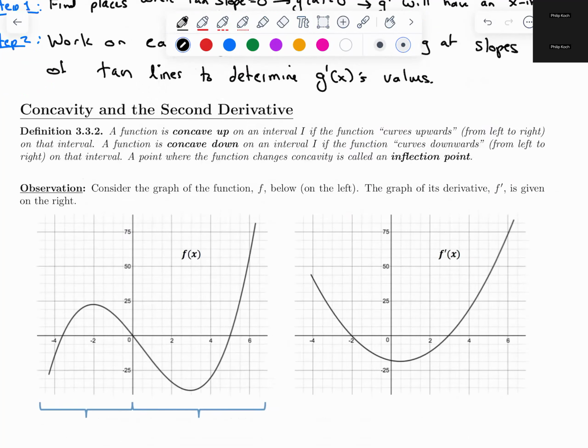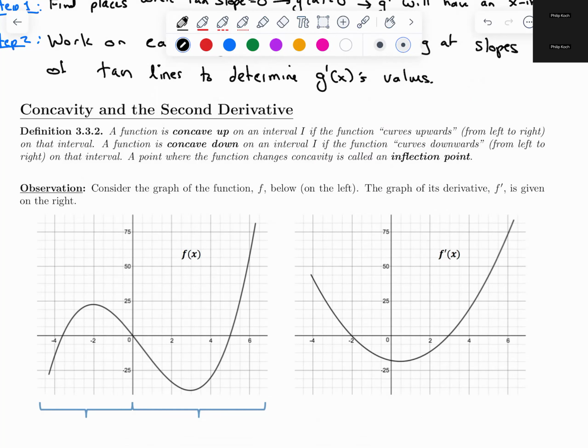So a function is what we call concave up if it curves upwards. Imagine if you had like a stick and you start bending it to try and make a smile. If you try bending it upwards, it starts to make that smile shape. That's what it means to be concave up, and concave down as if you're bending it downwards. So any place where you change concavity is called an inflection point.